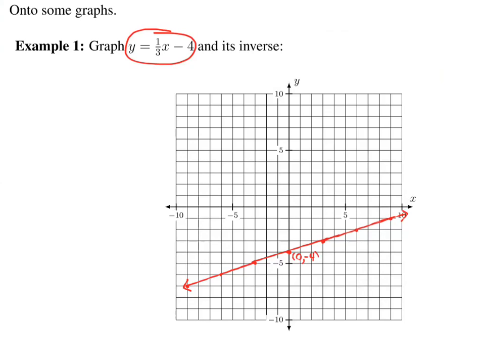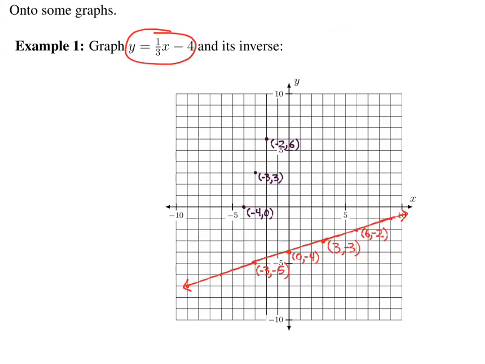Now, let's throw down some points. There's the point 0, -4. For the inverse, that's the point -4, 0. Perhaps you noticed what I did there. Let's go again. We have this point, which is 3, -3. That means there's the point -3, 3 on the inverse. The x's and the y's are swapping. Here we have the point 6, -2. So the inverse is -2, 6. See what I did there?